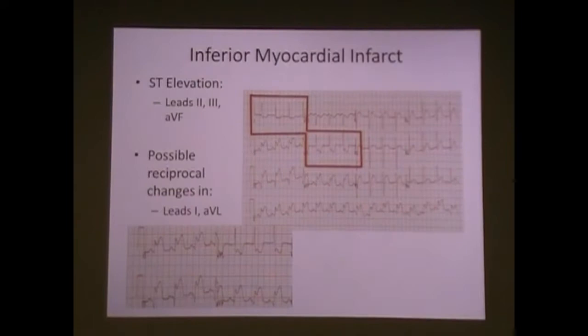You can have possible reciprocal changes in lead 1 and aVL. I went round and around for a couple years because I couldn't comprehend reciprocal changes. It didn't make sense to me. And the best way it was explained to me is that reciprocal changes are kind of a retrograde picture of that elevation.